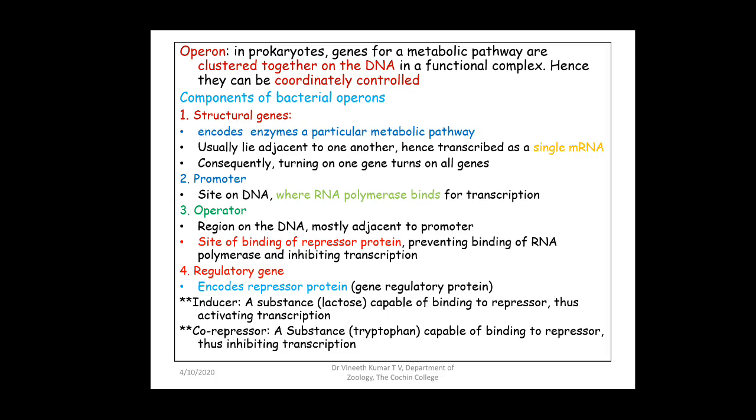Coming to prokaryotic gene regulation, prokaryotic genes are seen in the form of a string. That means after one gene, the other gene is present in a continuous manner, one gene after the other. These genes which are seen together, in a cluster, usually control a particular pathway or have a common function. Such genes are seen together in prokaryotic DNA, and such a cluster of genes is called an operon.